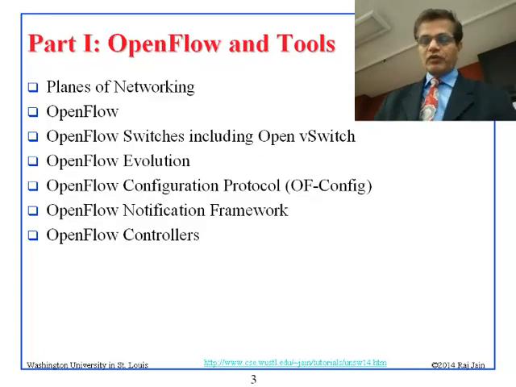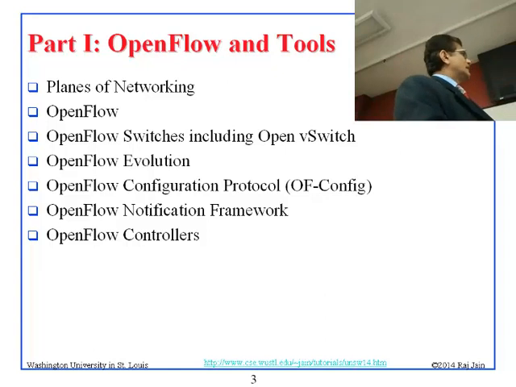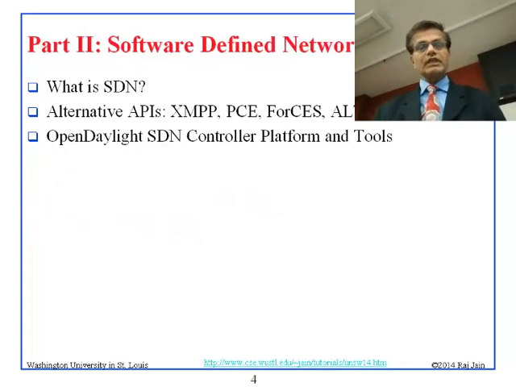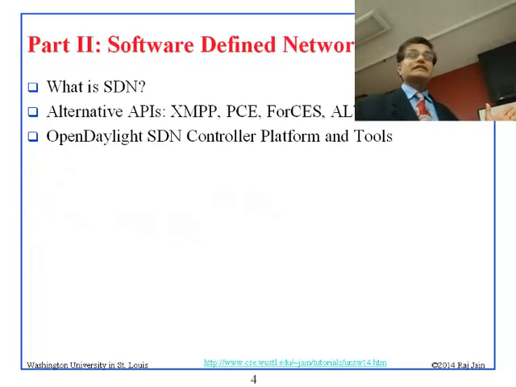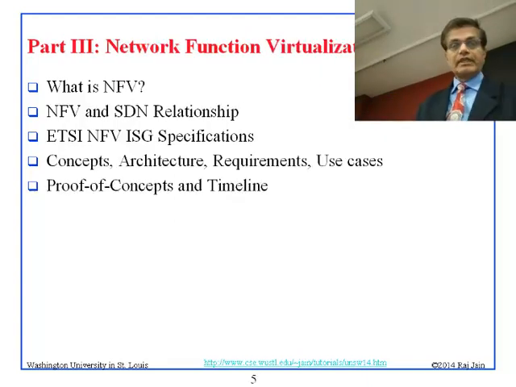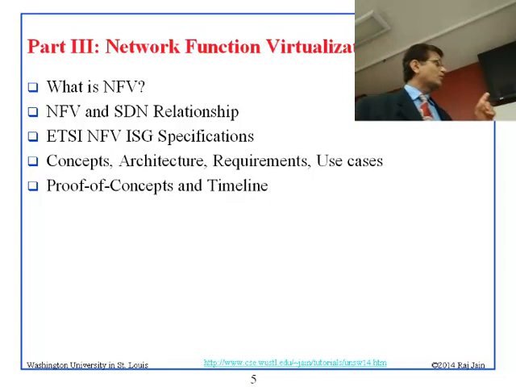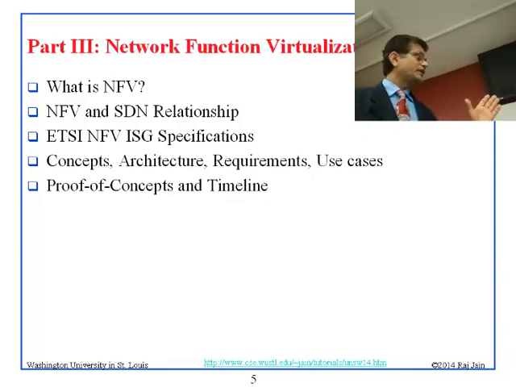Okay, so basically in OpenFlow, we will talk about planes of networking, OpenFlow, and then what the different switches are, and how it has evolved from version 1 to 1.3. And then there are other protocols such as configuration protocols, notification protocols, and the controllers. When we go to SDN, we're going to talk about what SDN is, what other protocols are used in SDN, and then the OpenDaylight controller. That is what SDN is today. Then we go into NFV, and we talk about what NFV is, how it is related to SDN, what ETSI, the European Telecommunications Standards Institute, is doing on NFV, and where it is right now.